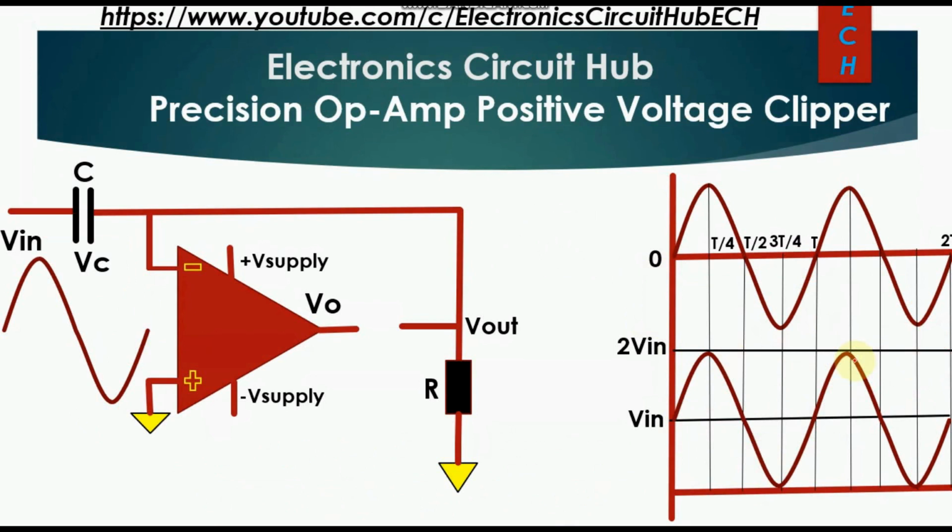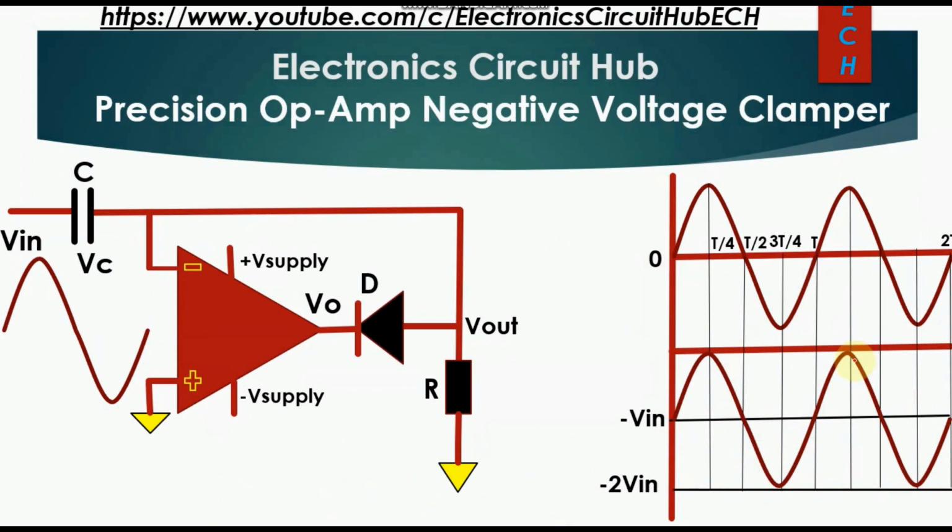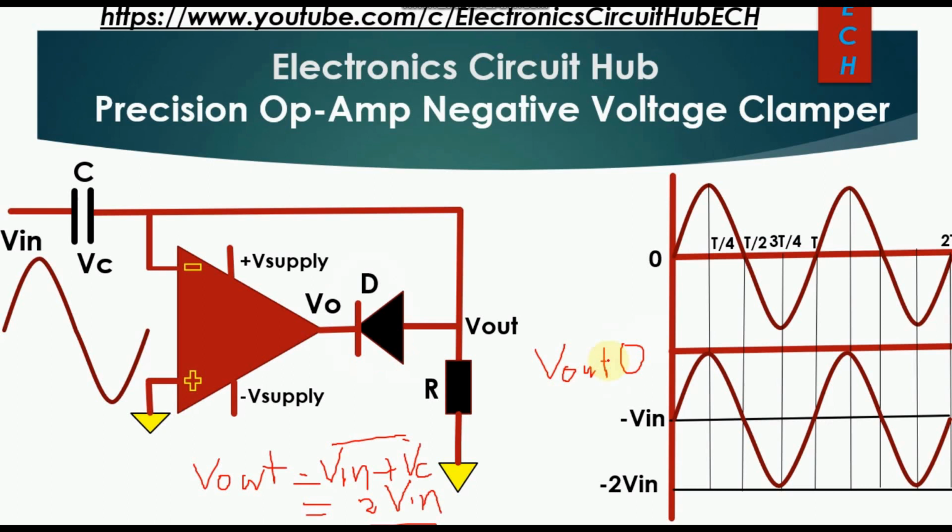Now we will see the behavior of the precision op-amp negative voltage clipper. So if you reverse the diode in this fashion, your input signal will completely clamp down towards 0. This is 0 and your input signal is clamped down. So this is the waveform for the op-amp negative voltage clipper.